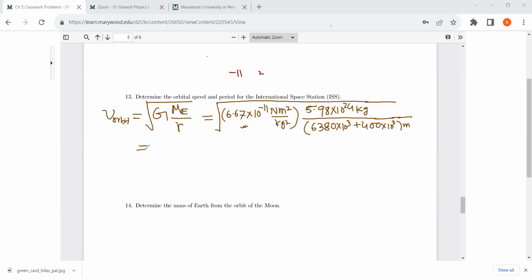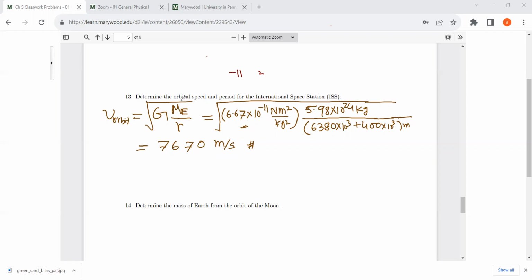The speed of the International Space Station is this. Here we assume that the International Space Station orbits in a circular orbit. But in real life, it's not orbiting in a circular orbit, it's in an elliptical orbit. So this is not basically the real speed, but it's very close.